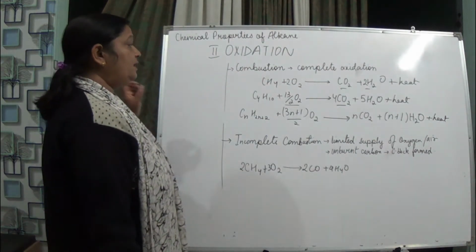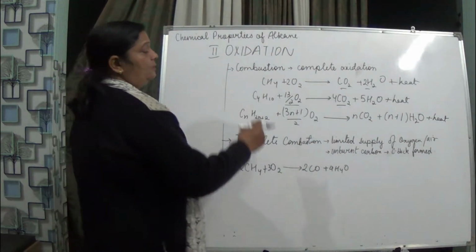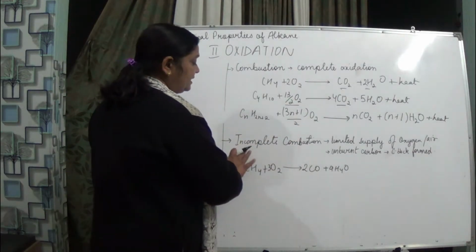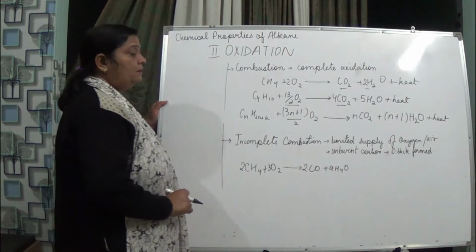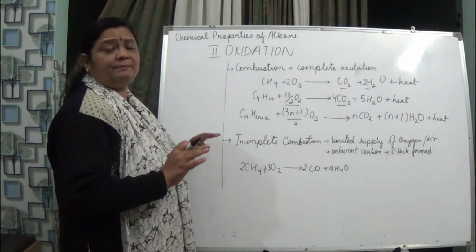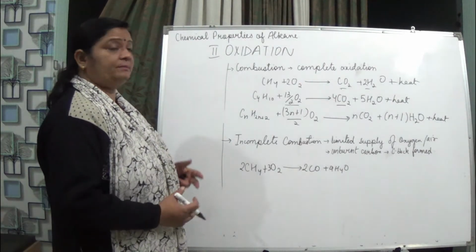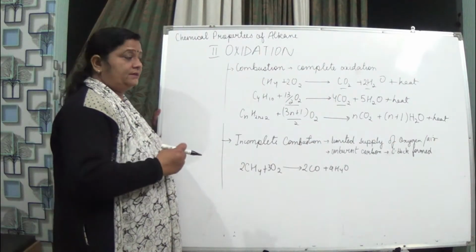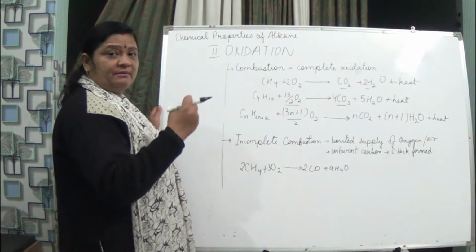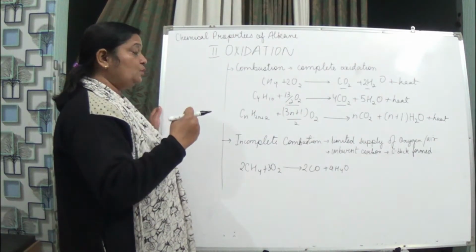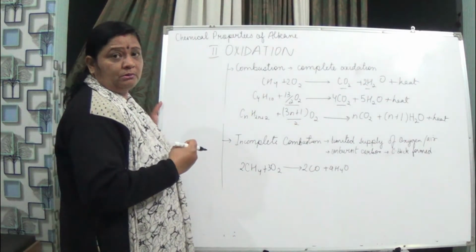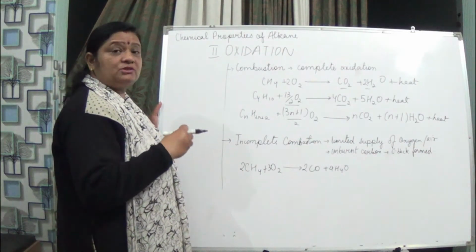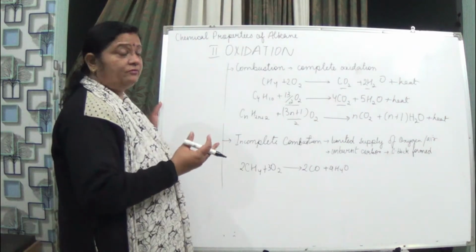So here we are saying that in complete combustion, carbon dioxide is released. But what happens in case of incomplete combustion? Here a limited supply of oxygen or air is there. Naturally, what will happen is that unburnt carbon or carbon black will be formed. It means the total will not be converting into carbon dioxide, so complete combustion is not taking place. So instead of carbon dioxide, what will be formed?